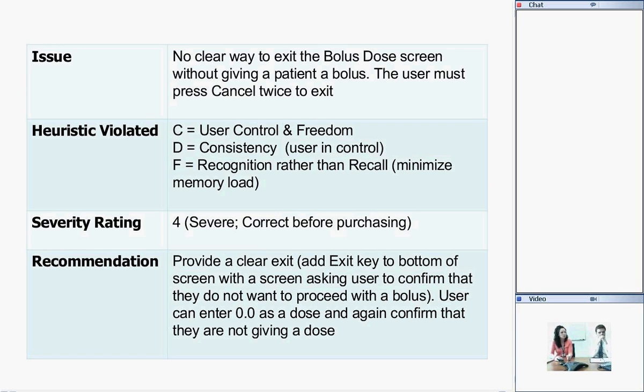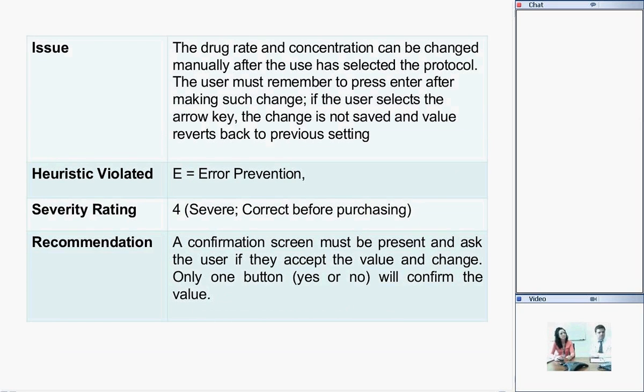But when we're talking about user control and freedom, it's allowing the user to be able to go back or go forward depending on what the controls are. So this was obviously a severity rating of 4, and we recommended that they provide a clear exit that would be distinguishable for the user.